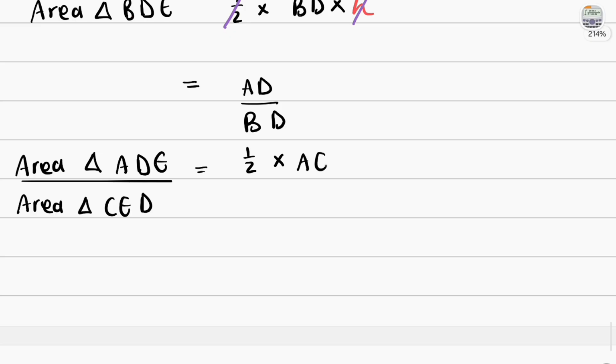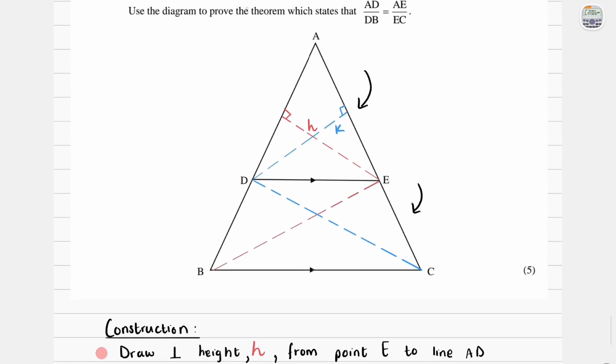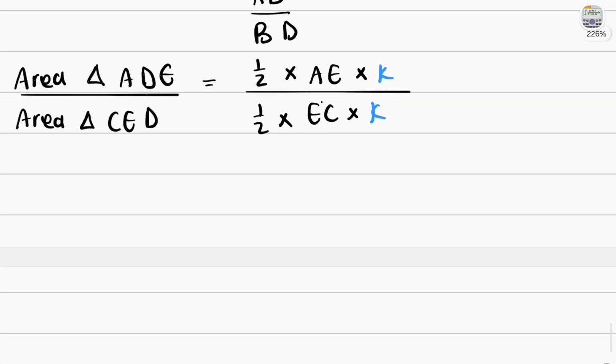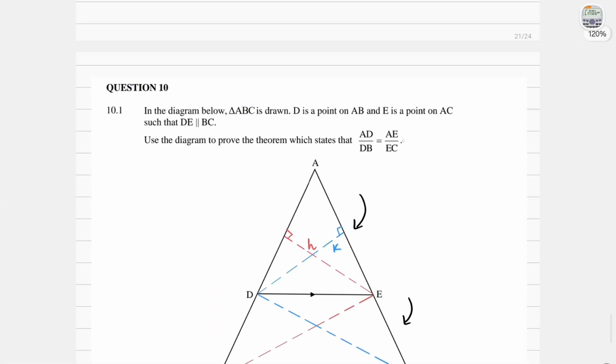So it's AE multiplied by the height, and the height of that was K, over a half multiplied by that base of EC, and the height is also K, as we can see. Okay, so that is the common height in both triangles. And because of this, these also simplify. So a half cancels with a half, K and K cancel, and this is now equal to AE over EC. Great. We also have AE over EC.